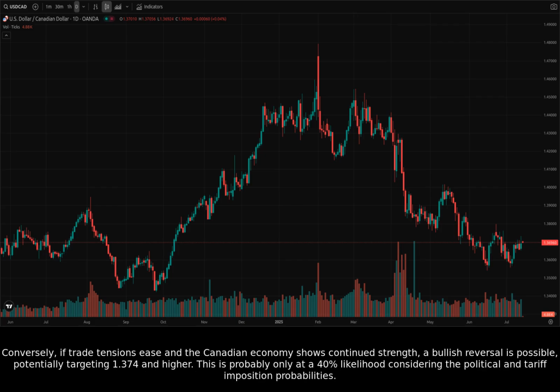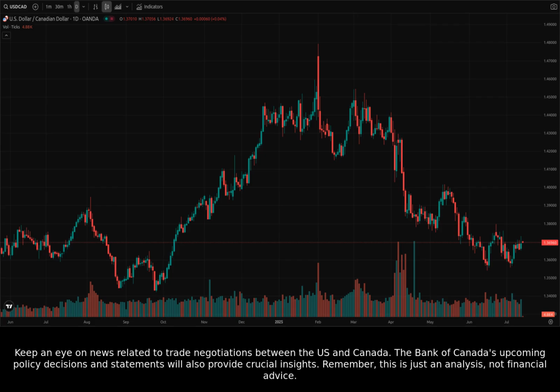Conversely, if trade tensions ease and the Canadian economy shows continued strength, a bullish reversal is possible, potentially targeting 1.374 and higher. This is probably only at a 40% likelihood considering the political and tariff imposition probabilities. Keep an eye on news related to trade negotiations between the US and Canada. The Bank of Canada's upcoming policy decisions and statements will also provide crucial insights.